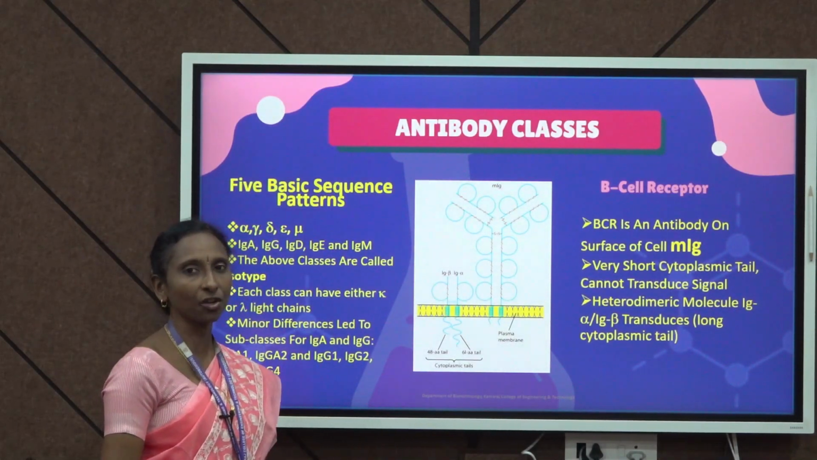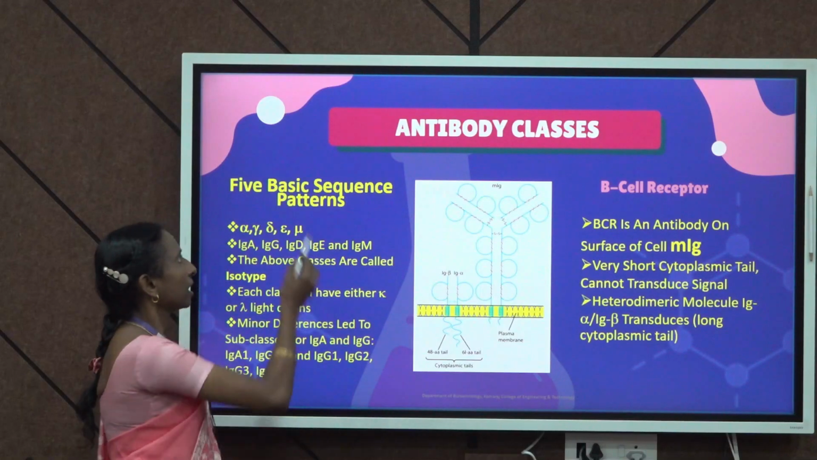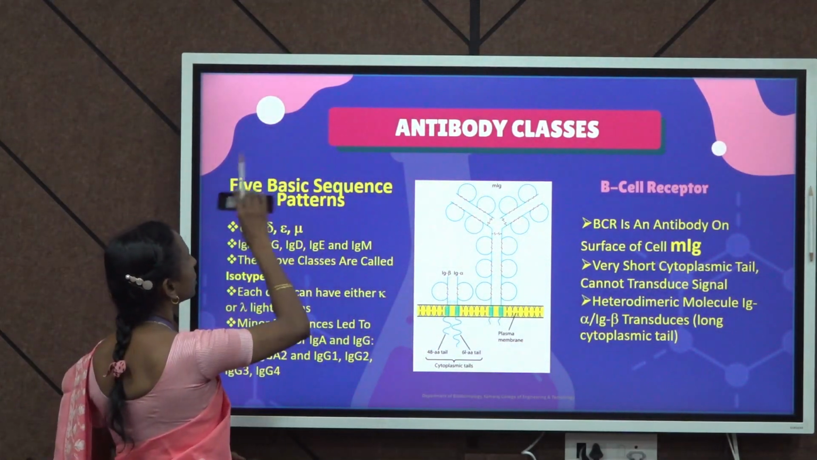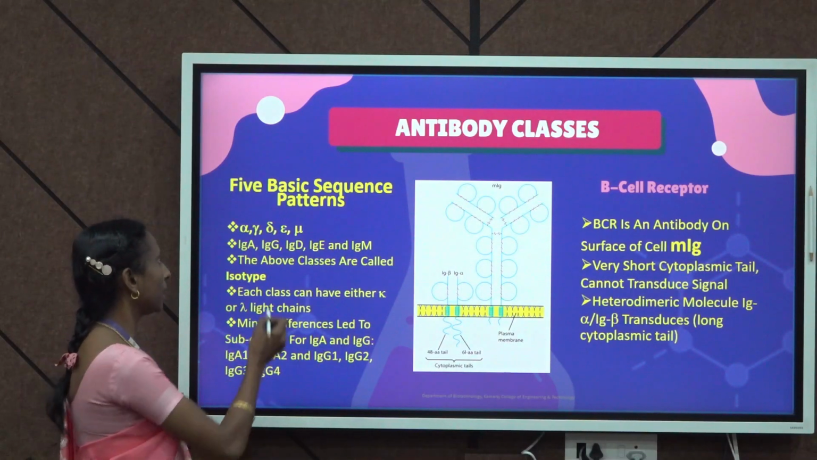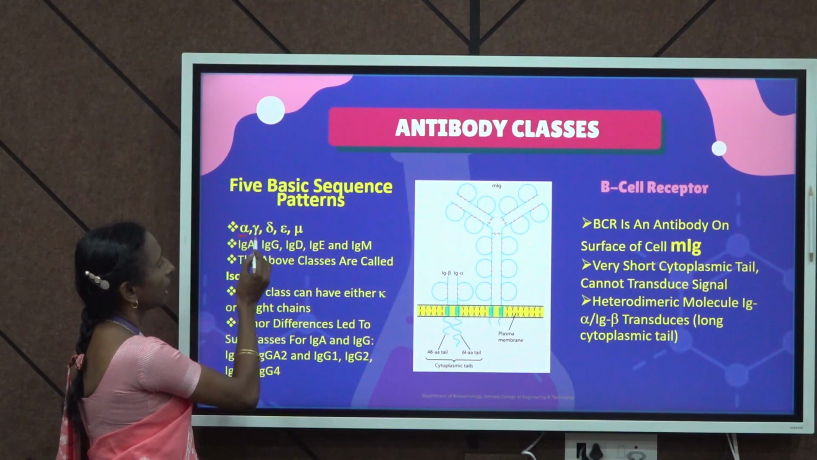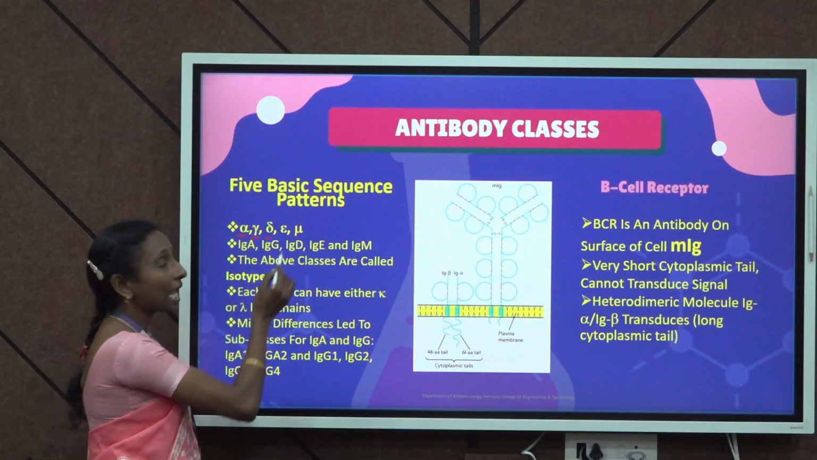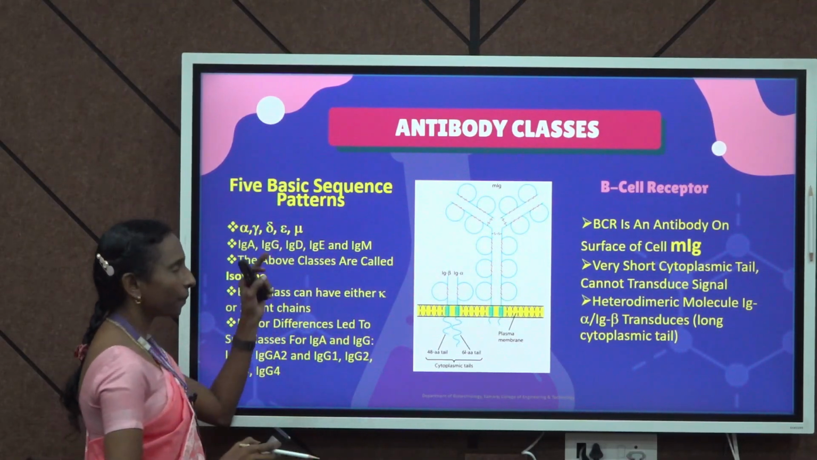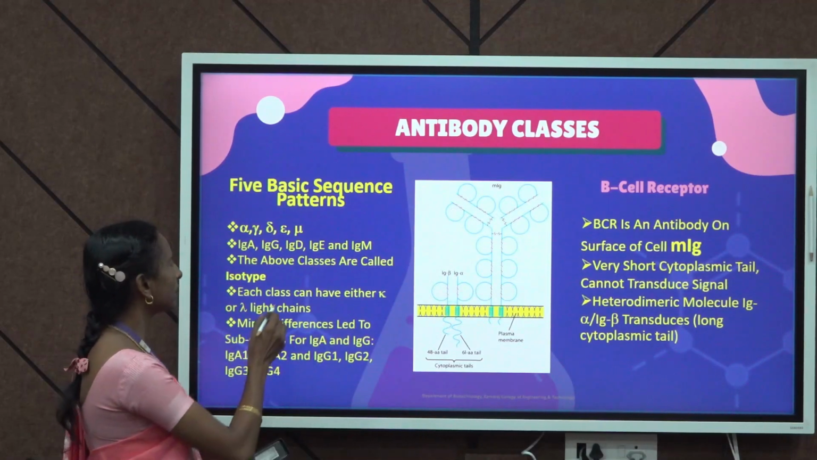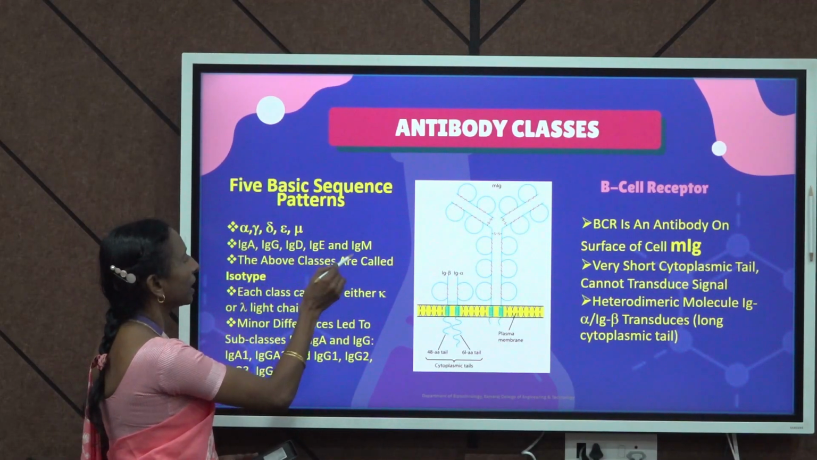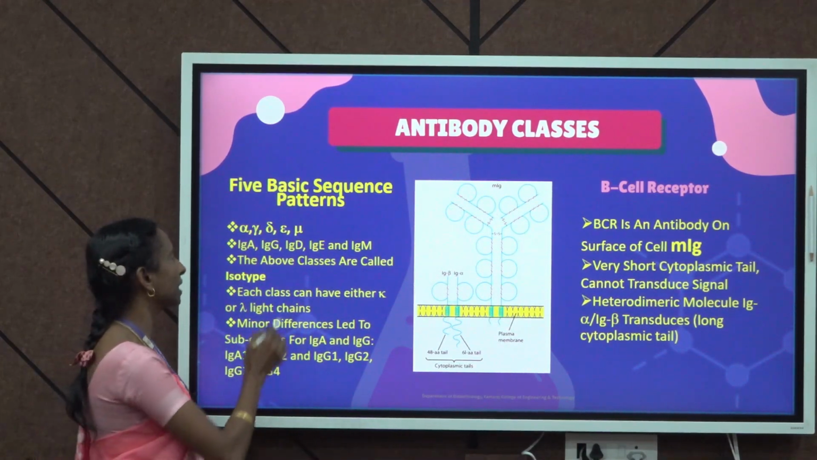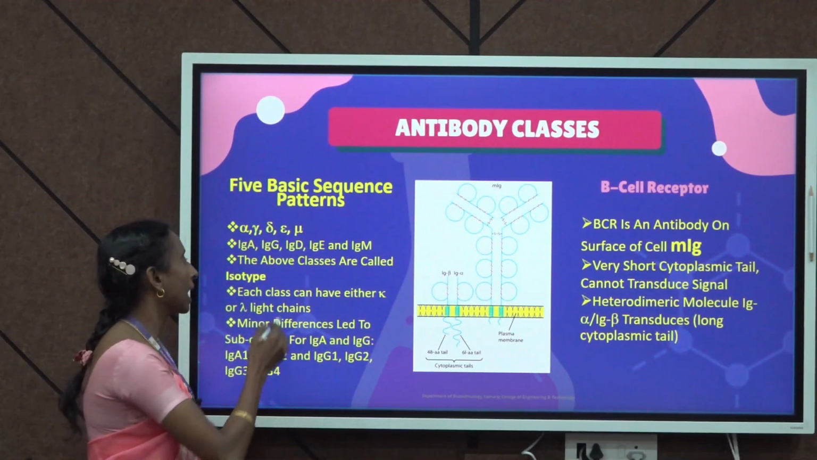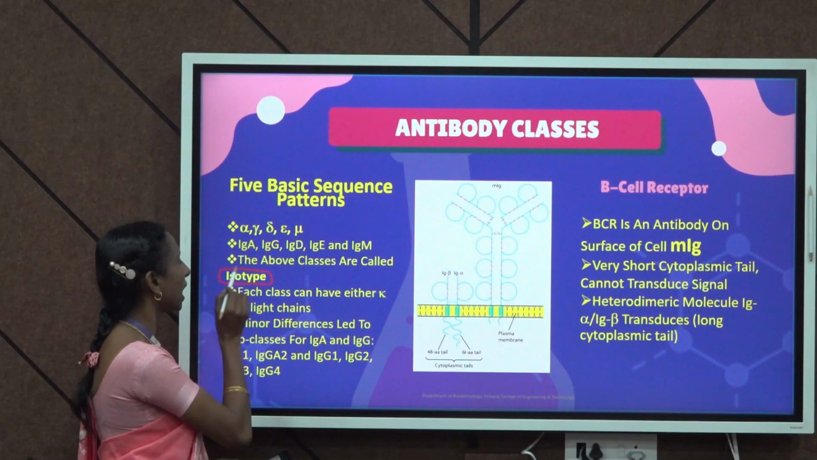Coming to the classes of antibody, there are 5 basic sequence patterns that are obtained with respect to the antibodies. They are alpha, gamma, delta, epsilon and mu, and based on these patterns, antibodies are classified into 5 classes, which are known as IgA, IgG, IgD, IgE and IgM, and these are called isotypes.